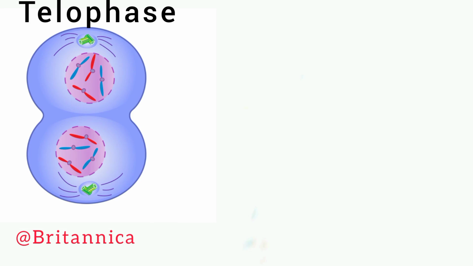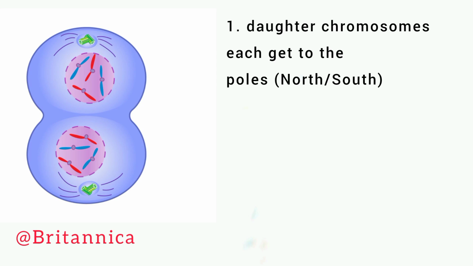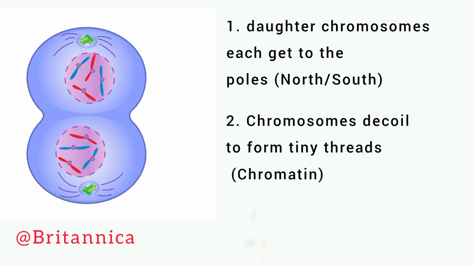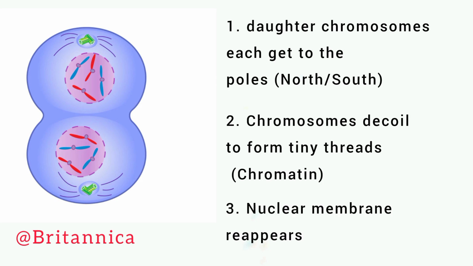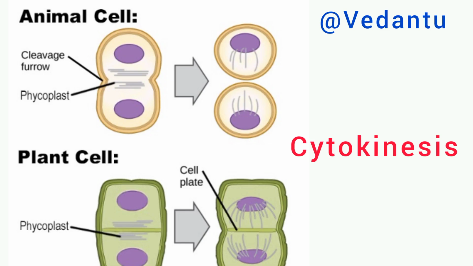In the telophase, almost everything that happens in the prophase stage, the opposite is going to happen. The daughter chromosomes finally get to the poles, and then the chromosomes will decondense to form tiny threads called the chromatin, and then the nuclear membrane will reappear. Almost everything that happened in the prophase in a reverse form. And so for cytokinesis, that means cell or cytoplasm division. In animal cells, the cleavage furrow is produced, but in plant cells, a cell plate is produced. Please keep that also in mind.